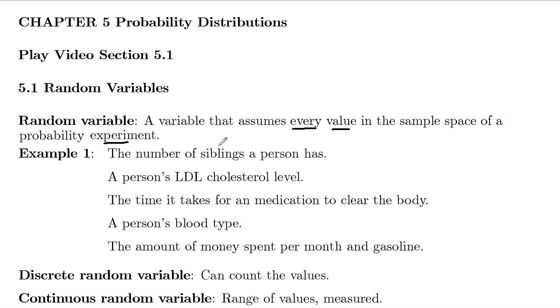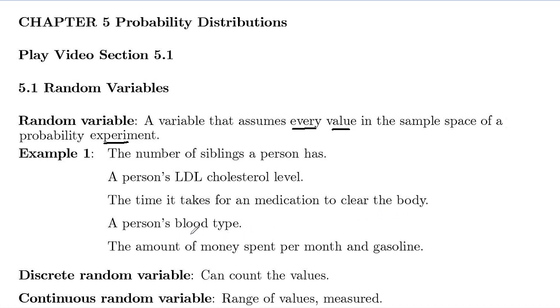So for example, if we ask 10 people, how many siblings do you have? Then the number of siblings that a person has, that is a random variable. Here's another one. A person's LDL cholesterol level. That's a random variable. If we survey a bunch of people and record their LDL, we'll get a bunch of different numbers. We can see how those are distributed. The time that it takes for a medication to clear the body. So you take a medicine, kidneys and liver clear that from the body. It takes different times for different people.